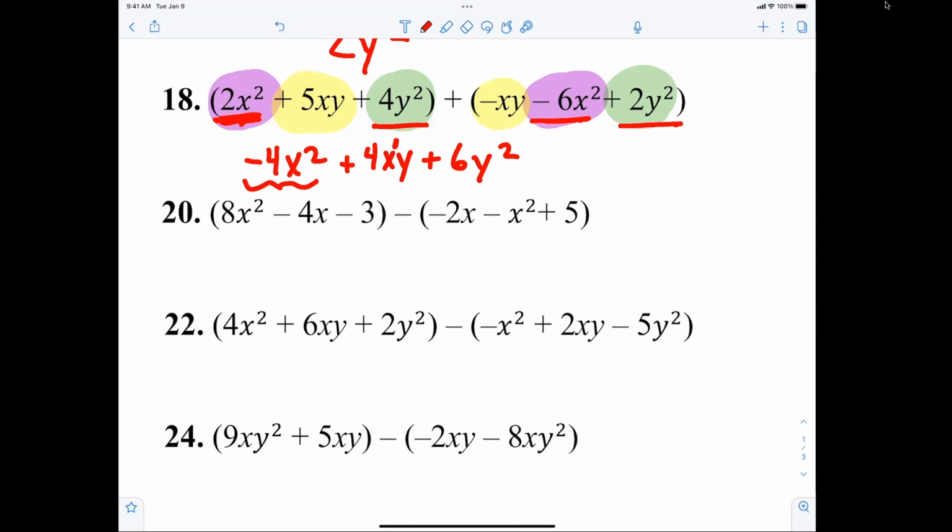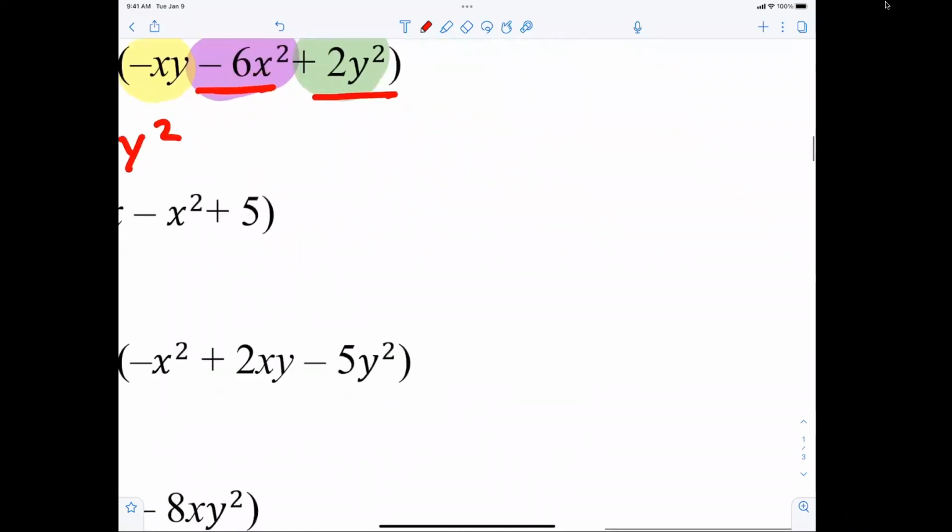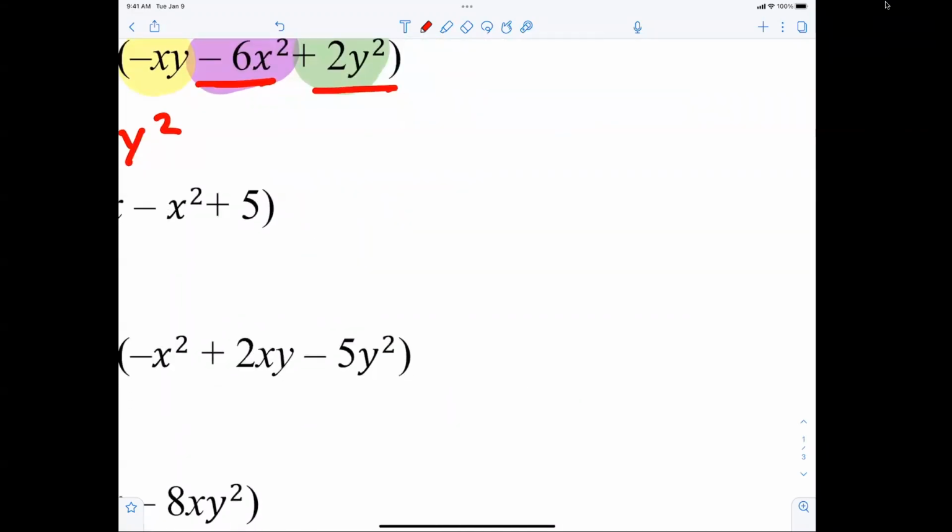Now, listen to me. Here's something I'm trying to tell kids all the time, because I literally figured it out. I didn't memorize it. So I'm trying to show you. If I said to you, what's x plus x? Of course, it's 2x. So did I add the exponents? This is a 1. This is a 1. You didn't say it's 2x squared. You said 1x plus 1x.